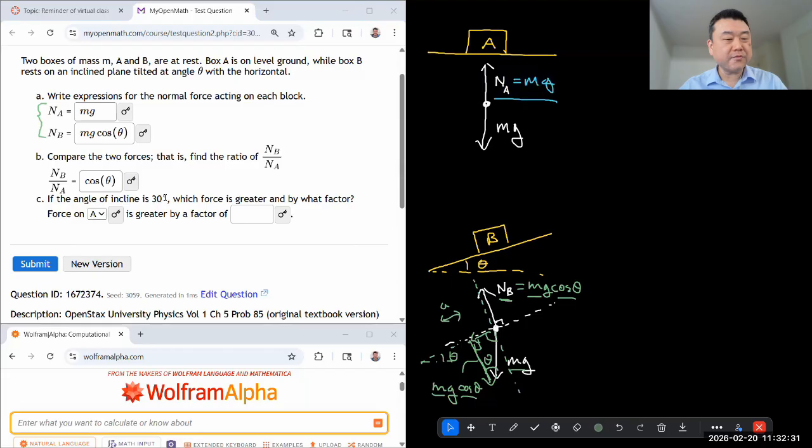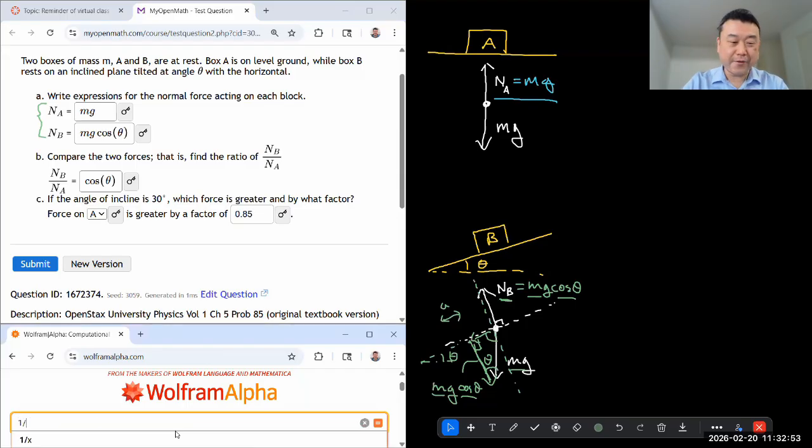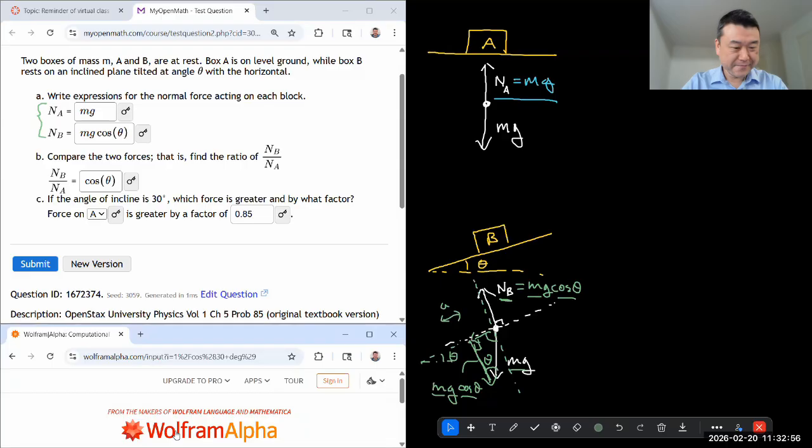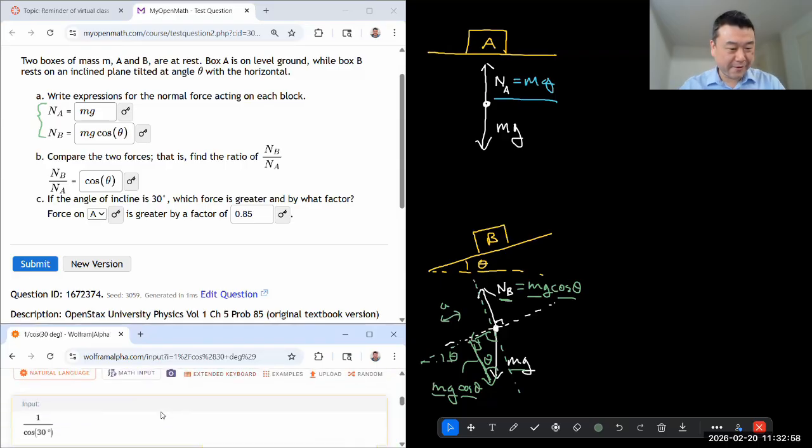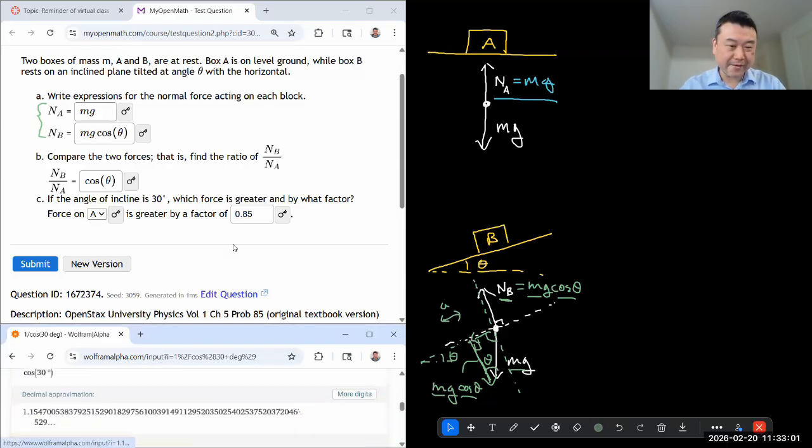And for 30 degrees, oh, can I do this in my head? Cosine of 30 degrees is root 3 over 2. Root 3 is like 1.7 something, so this might be like 0.85. Oh wait, it's 1 over that. So it's 2 divided by root 3, oh, that's harder. All right, let me just do it here. The force on A is greater by a factor of 1 over cosine of 30 degrees. At some point I don't really want to do it in my head. I could have guessed maybe 1.155. So yeah, that should be correct.